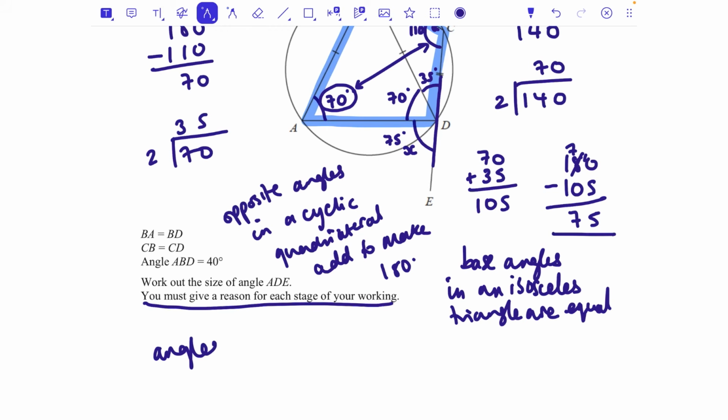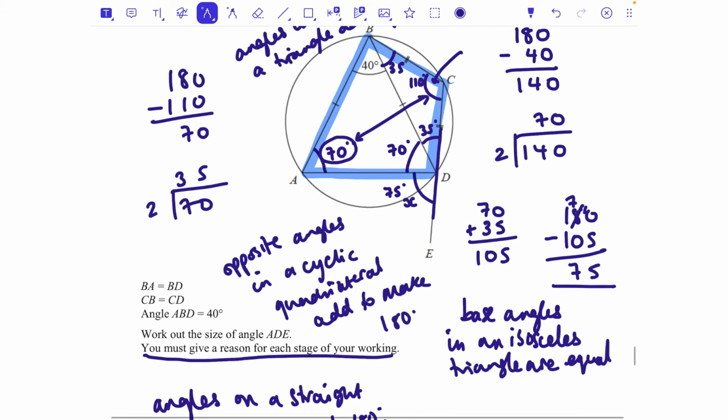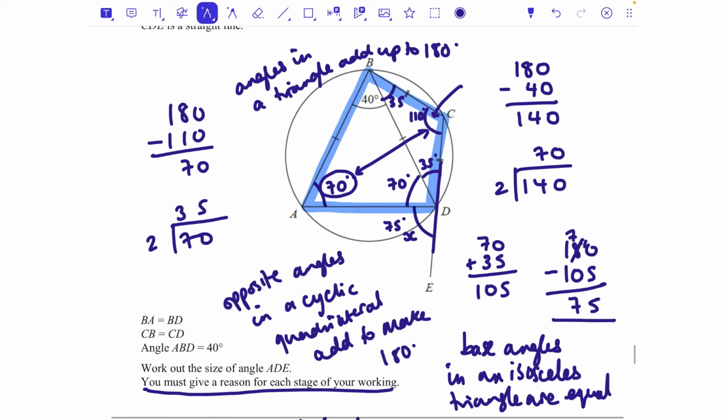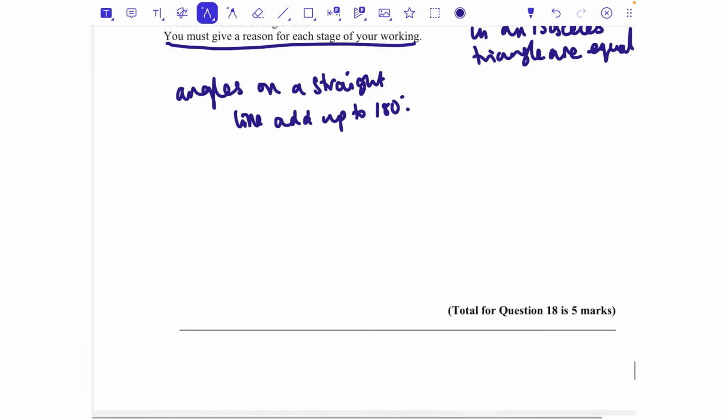So there are lots of reasons, and you do need to write them all for full marks. I know it's frustrating. Angles on a straight line add up to 180 degrees. Perfect. They need to be connected. I normally like to write it a little bit neater than that and show, for example, where we've done this one, link that to that reason there and so on. So that's perfect for question number 18.